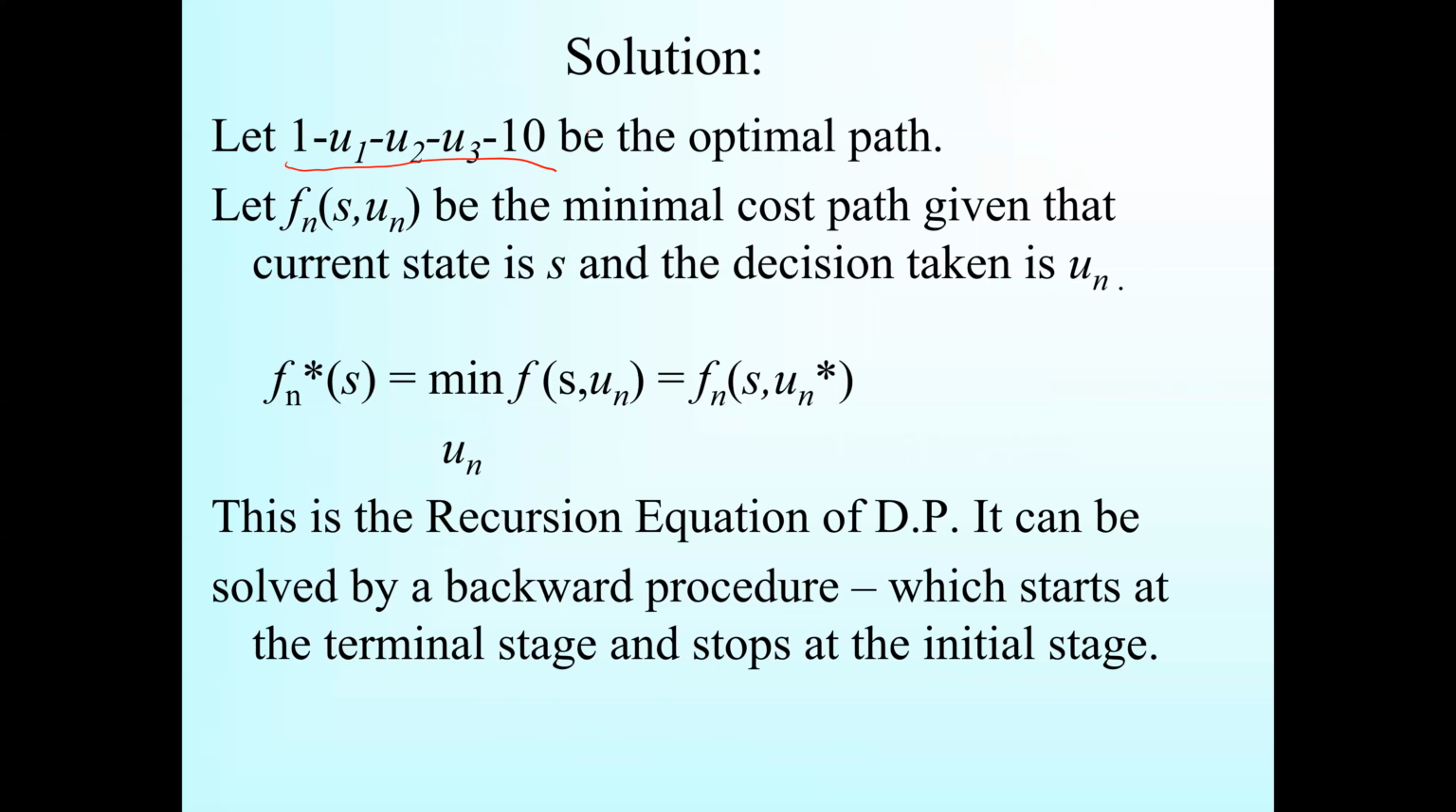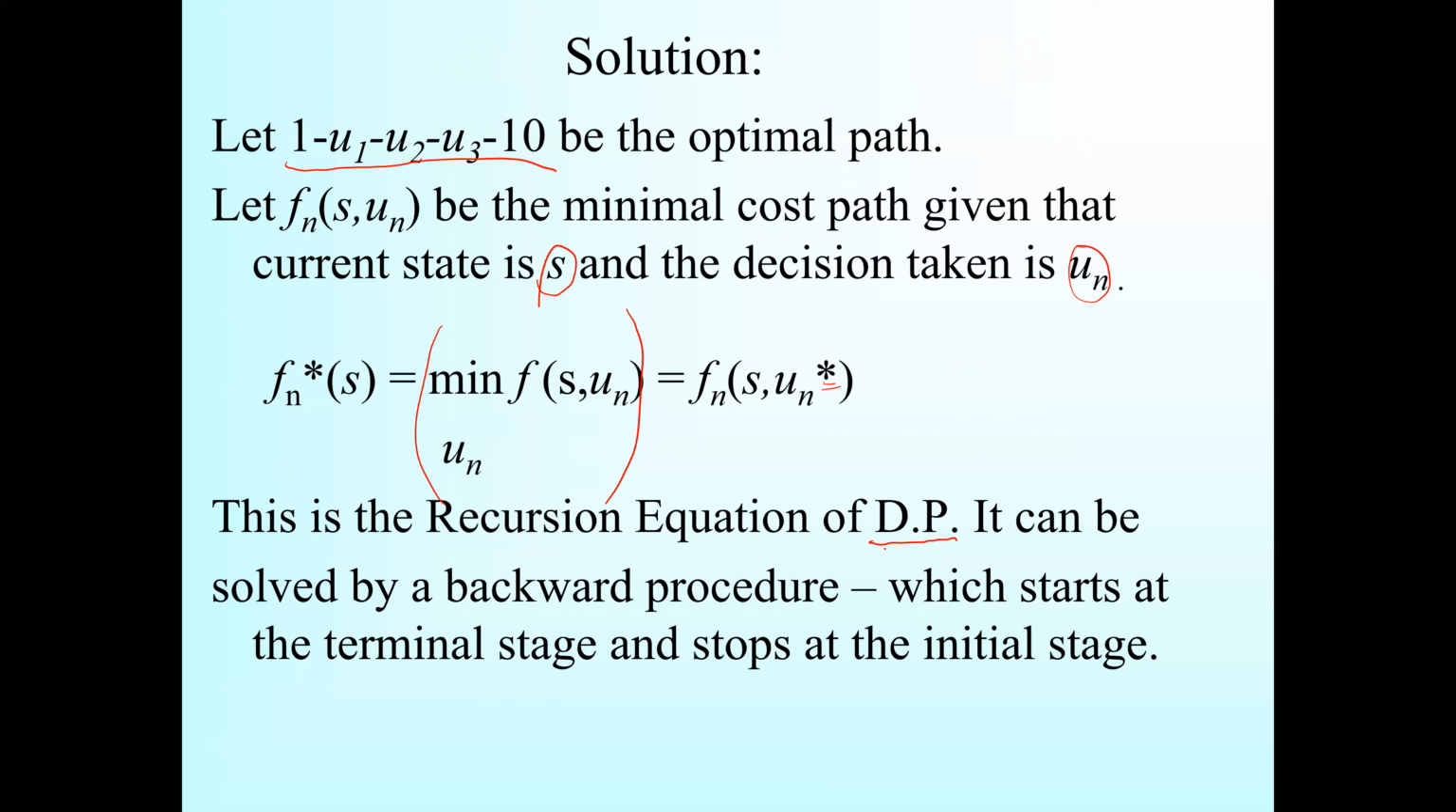So if it is optimal, then everything else will be optimal too, so this is a recursive way. You put in the UN, the minimum already here, the optimal solution, okay. So the minimum cost, given the current state S and the decision taken at UN, is expressed recursively like this. This whole recursive policy iteration is called dynamic programming.